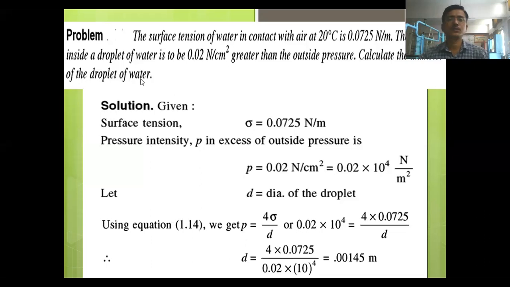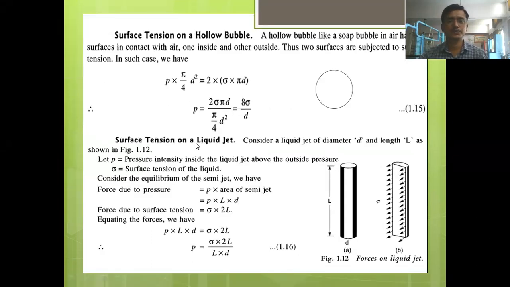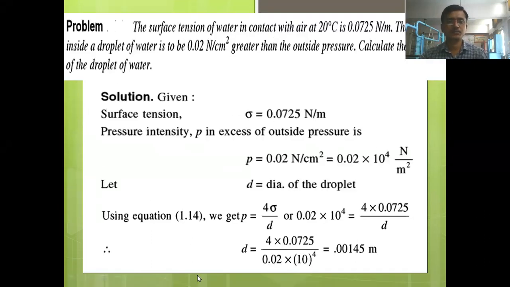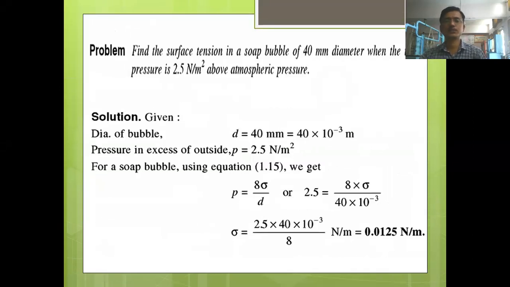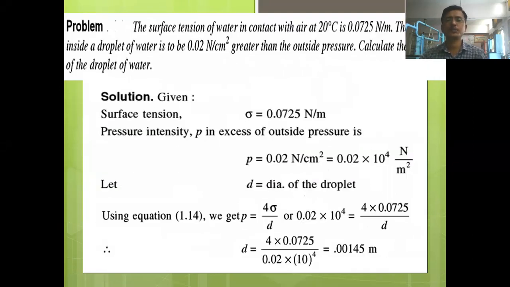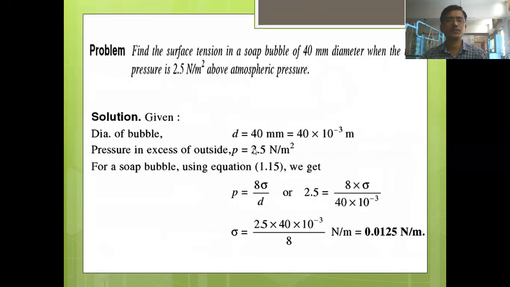So let us continue with the problems. In the previous lecture, we solved this problem. Let us solve the next, different type of problem. In this problem, we calculated the diameter, and in this problem, we have to find out the surface tension of the soap bubble. It is another variety of problem.